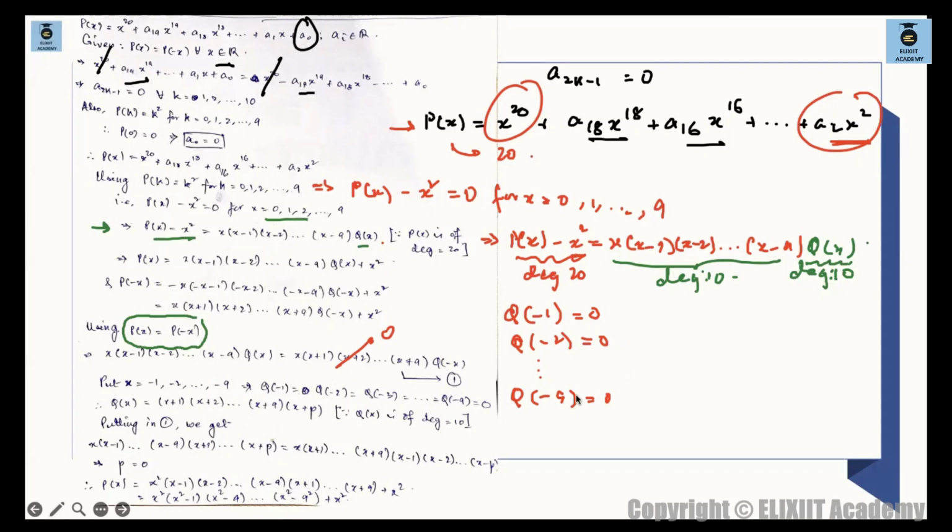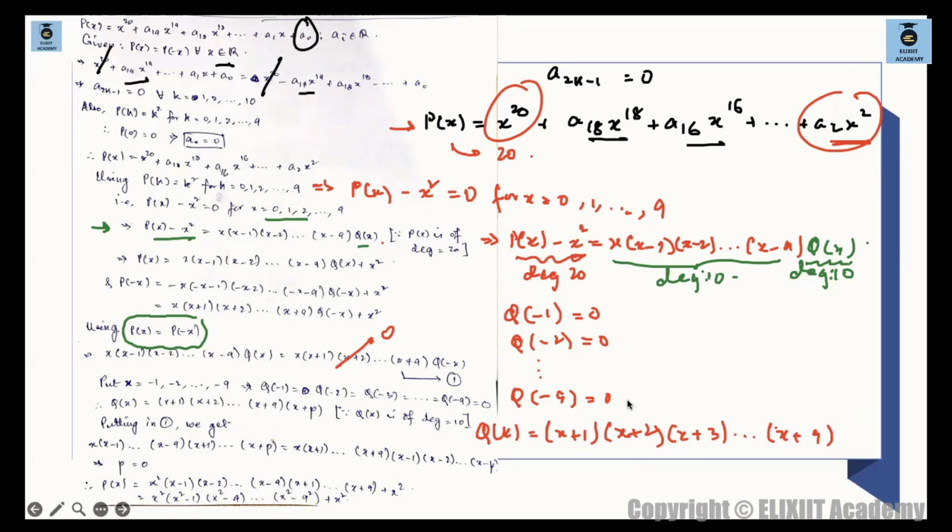So if the roots are known to us, can we now write q(x)? What will be q(x)? Q(x) will be (x plus 1)(x plus 2). Minus 1 is one of the roots, so x plus 1 is a factor, then x plus 2, x plus 3 and so on till x plus 9.